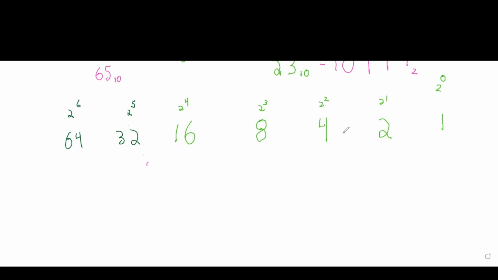Alright, with these numbers here, I want to get 65. So obviously you see, I could just use 64, no 32, no 16, no 8, no 4, no 2, and I could use the 1 to get the 65. That's literally the idea. It doesn't really matter what number they give you.